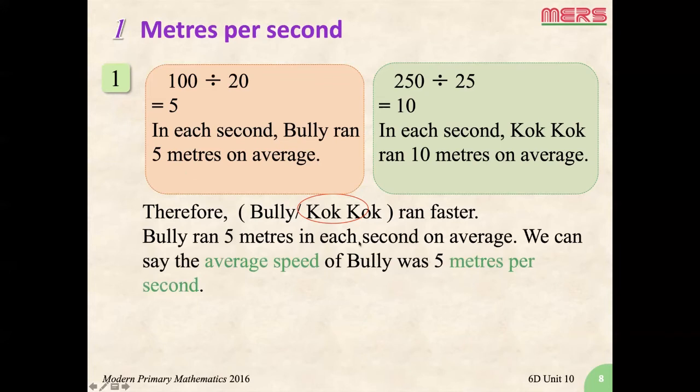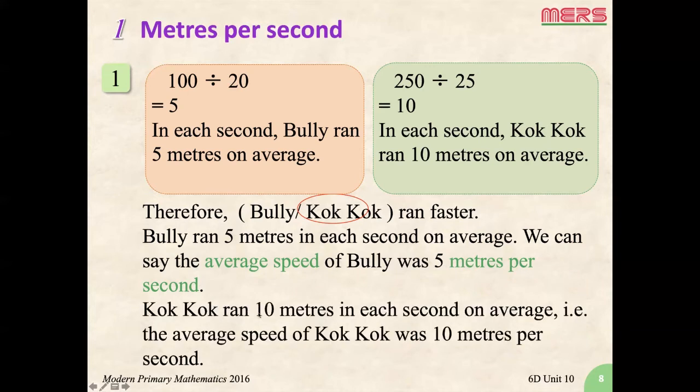Bully ran 5 meters in each second on average, and we can say that the average speed of Bully was 5 meters per second. That means each second he ran 5 meters. That is the meaning of average speed. And Coco ran 10 meters in each second on average. That means the average speed of Coco was 10 meters per second. He ran 10 meters each second.